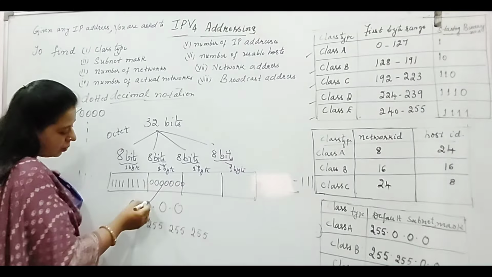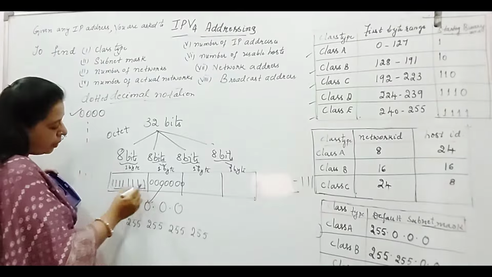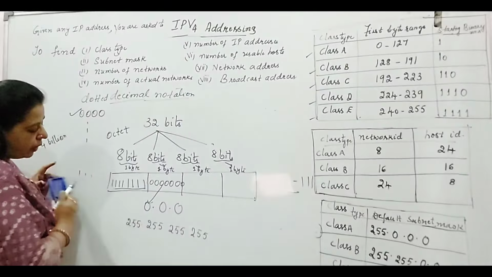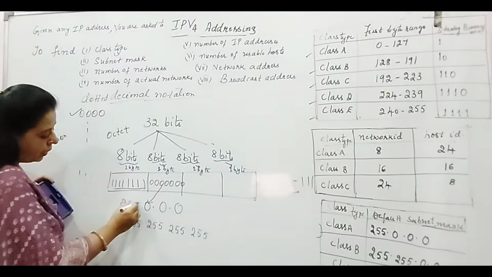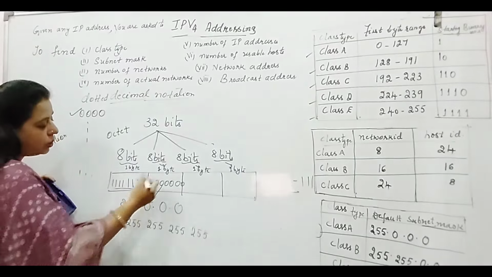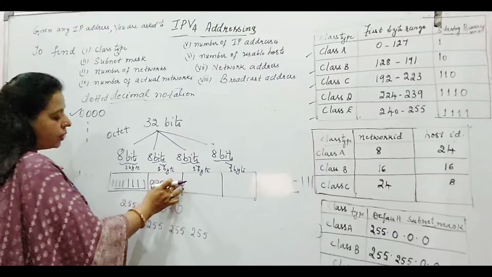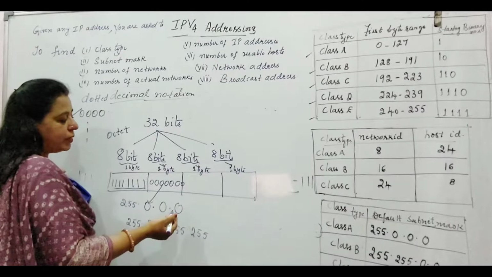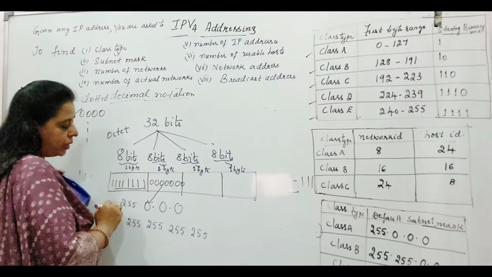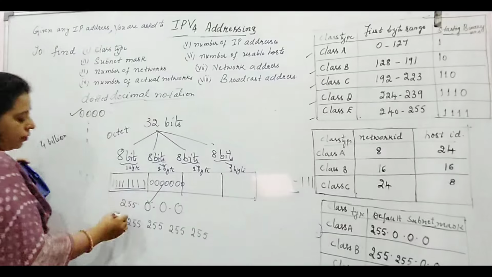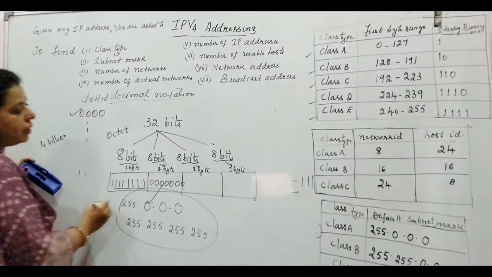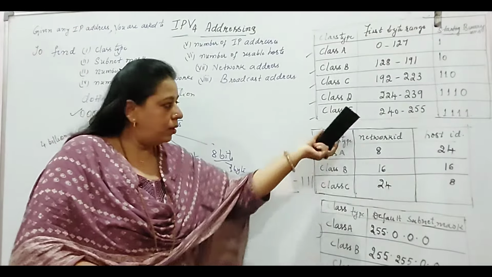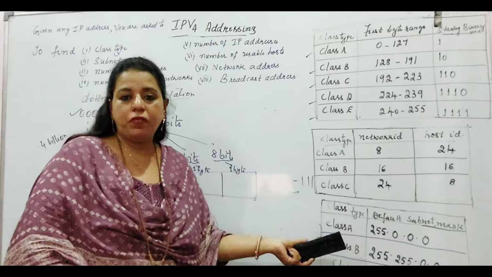There can also be a possibility of all ones, and the equivalent decimal value for all ones will be 255. So these octets, whatever you have here, are easy for us to express in dotted decimal notation. That's the reason we always use dotted decimal notation in our examples as well, to explain the concept of IPv4 addressing.